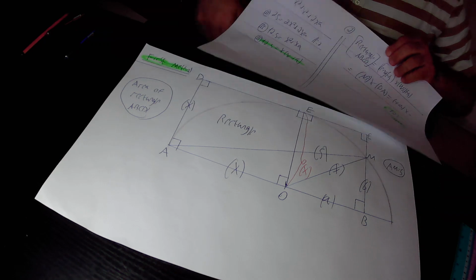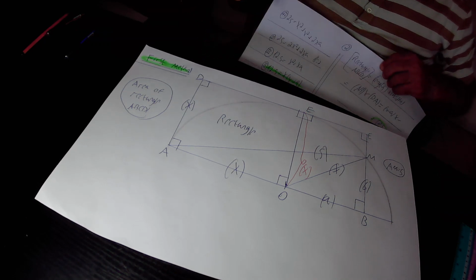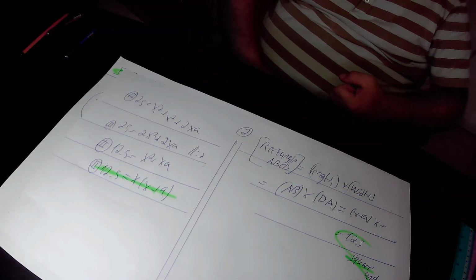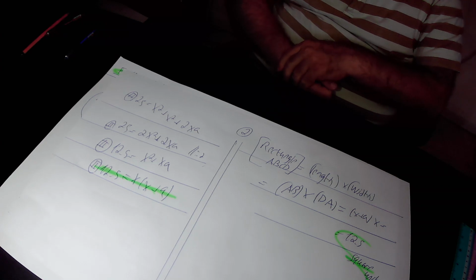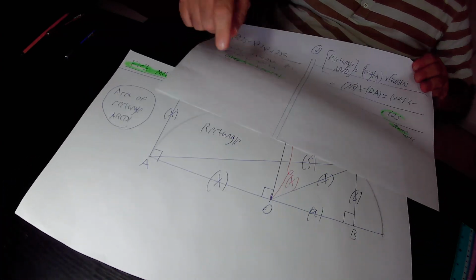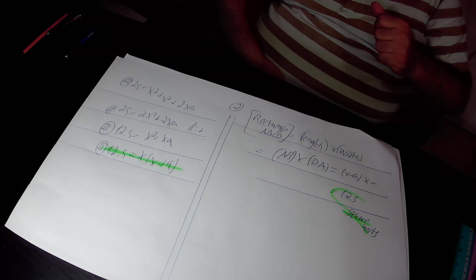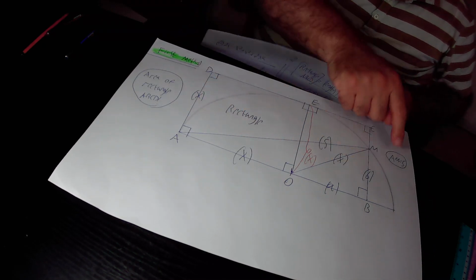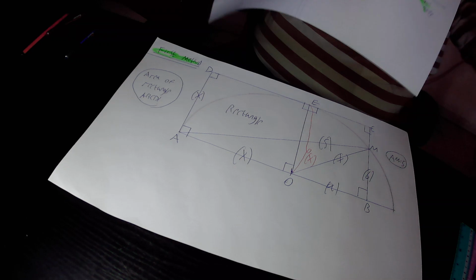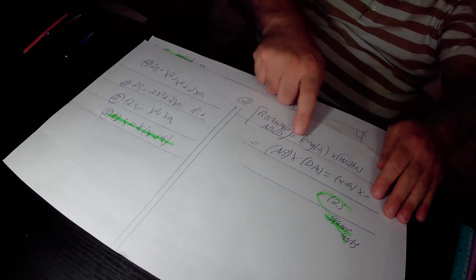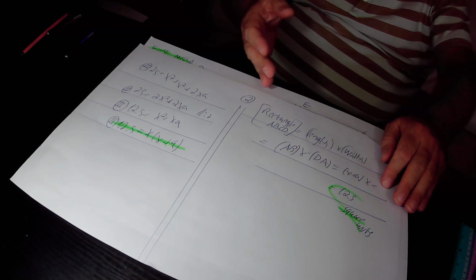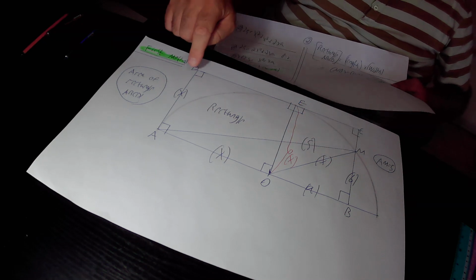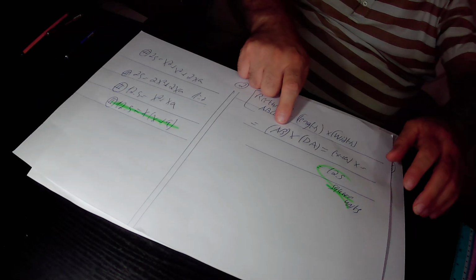Our mission is to find out the area of this rectangle ABCD. So we know that the area of any rectangle equals the length of the rectangle times the width. And therefore the area of this rectangle ABCD must be equal to the length of the rectangle ABCD times the width. The length of this rectangle ABCD is AB, and the width is DA. So in total, the area of rectangle ABCD must be equal to AB times DA. AB is x plus a, and DA is x.